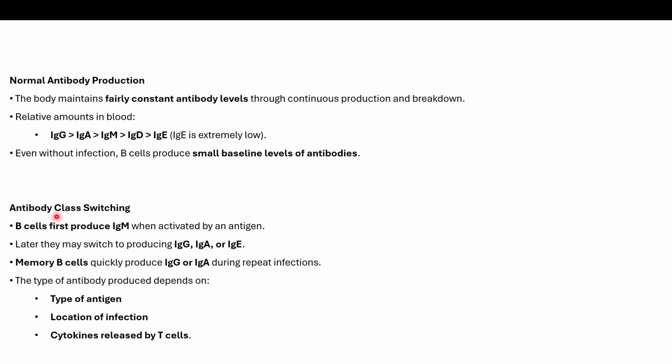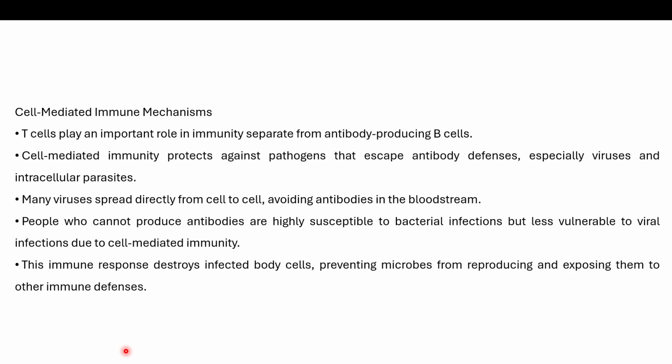Okay. Now, when we talk about antibody class switching, B cells first produce IgM when activated by an antigen. Later, they may switch to producing IgG, IgA, or IgE. And then there are memory B cells which quickly produce IgG or IgA during repeat infections. The type of antibody produced depends on the type of antigen, location of the infection, and the cytokines released by T cells.